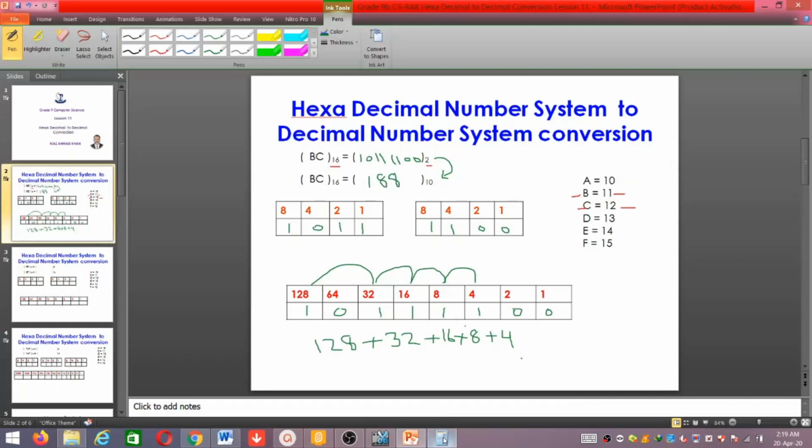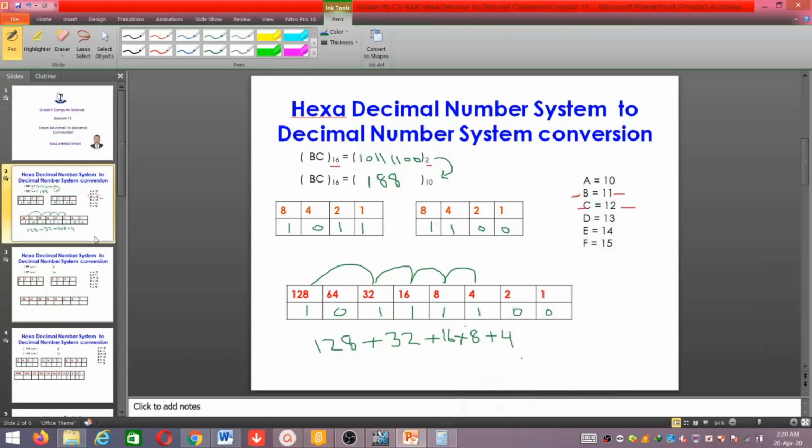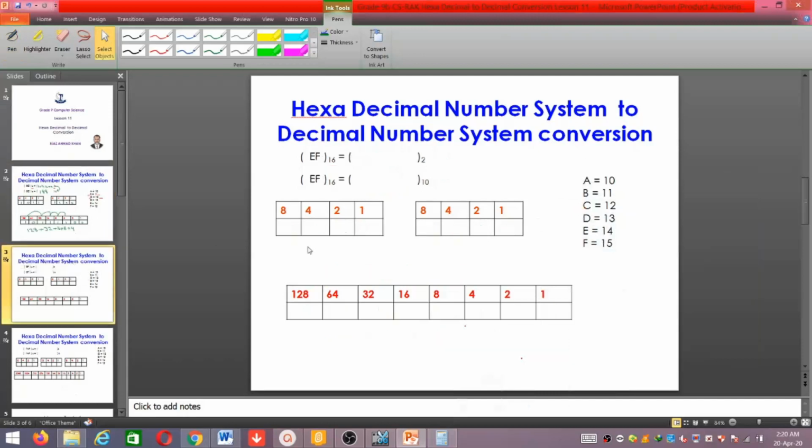Now I want to double check if my answer is correct. We have BC, so BC is this one, right? If I convert it into decimal, I get 188, and it means the answer is correct. Let us do one more question for this conversion.